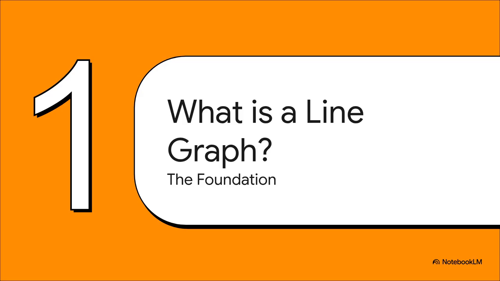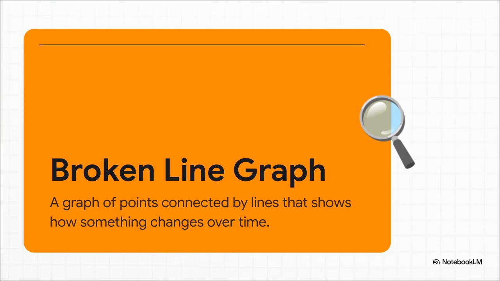But hey, before we can read the story, we've got to learn the language, right? So let's start with the absolute basics. What exactly are we even looking at when we see one of these things? Okay, so at its heart, a broken line graph is really simple. It's just a bunch of dots, or points, that each represent a single piece of information. And then we connect those dots with lines. The real magic, though, is what it shows us. It reveals how something changes over a period of time.